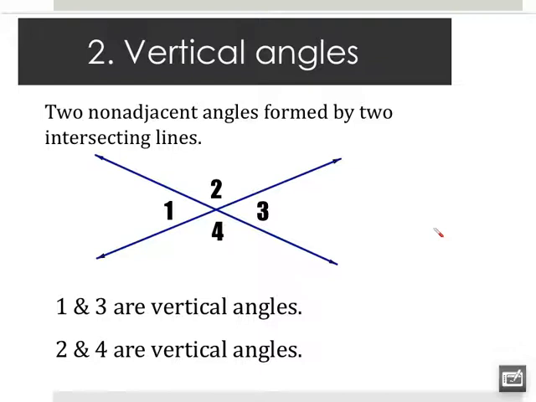So 2 plus 3 equals 180. Okay, let me write this down. Angle 2 plus angle 3 equals 180. I like that. We talked about that going over the homework. We have a name for that coming up in a later slide. Back to you, sir. And angle 1 plus angle 4 is 180.